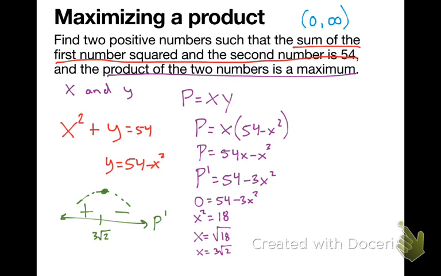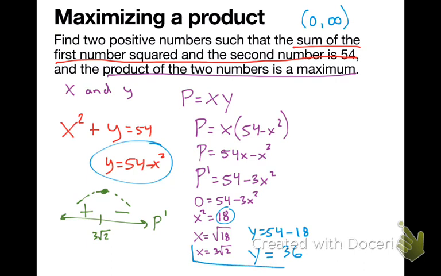To find the other, we're going to have to solve for y. Well, a couple different ways we could do that. We could use this equation here. So y is equal to 54 minus x squared, and I know what x squared is. It's 18. So then y is equal to 36.